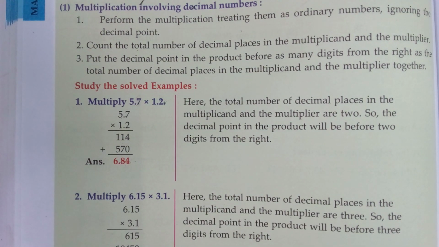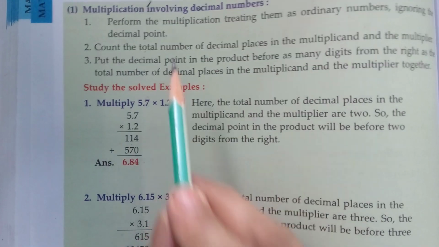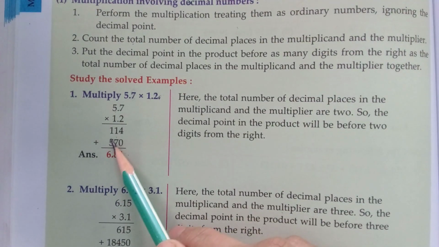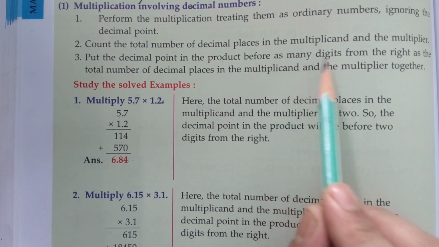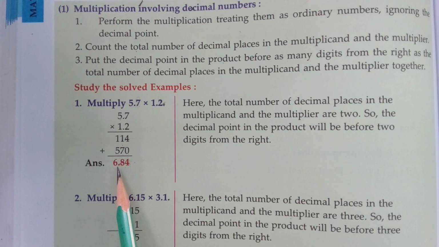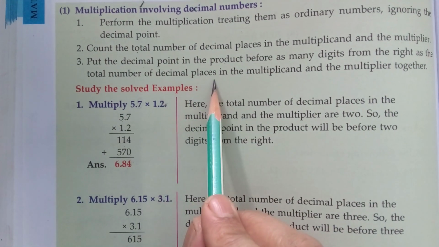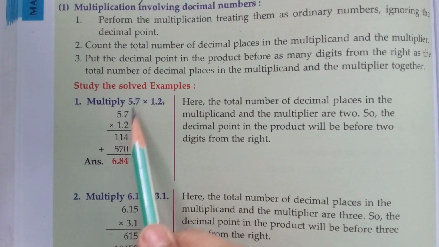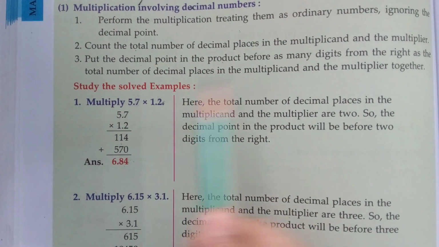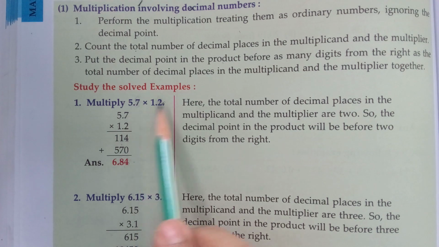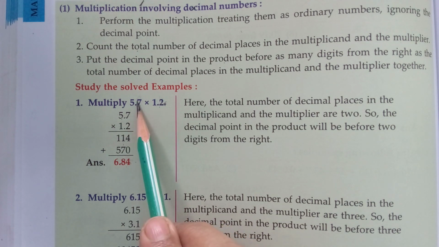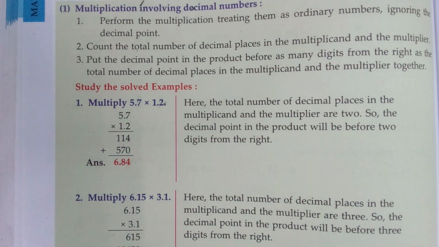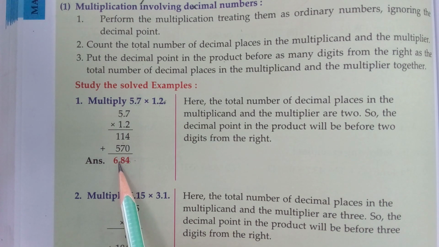Okay, children. So, in this way, that is the meaning of this. Put the decimal point in the product. This is the product that we get as the answer after multiplying. Put the point before as many digits from the right as the total number of decimal places. Here, count the decimal places in the multiplicand, this is the multiplicand and this is the multiplier. You should take both numbers and count how many digits are there after the decimal point. Here 1, here 1. So, total 2 decimal places. So, after 2 numbers from the right you should put the dot.